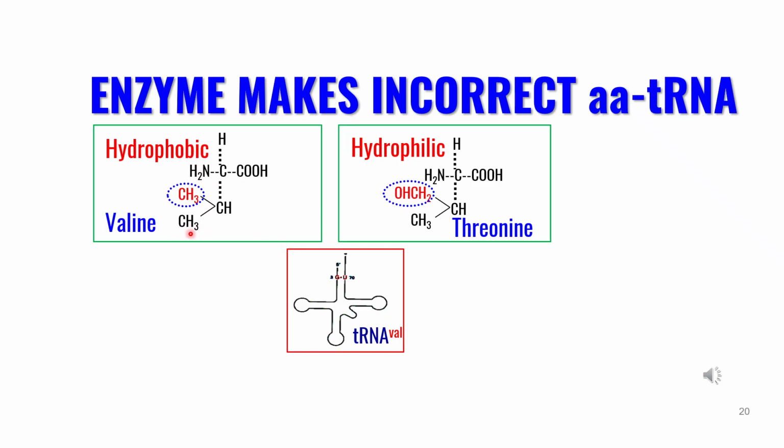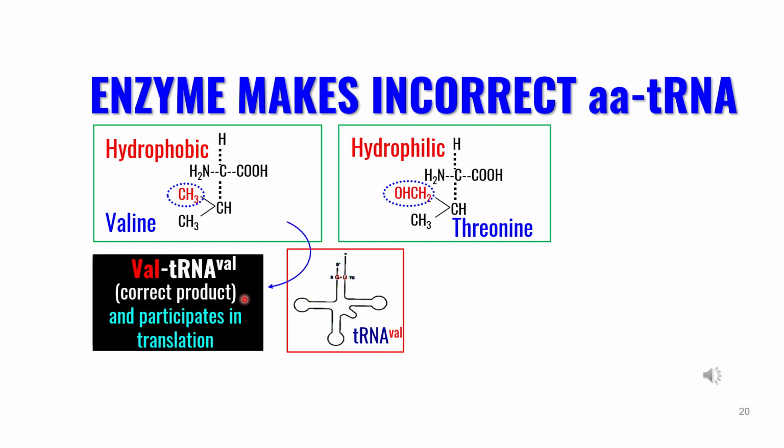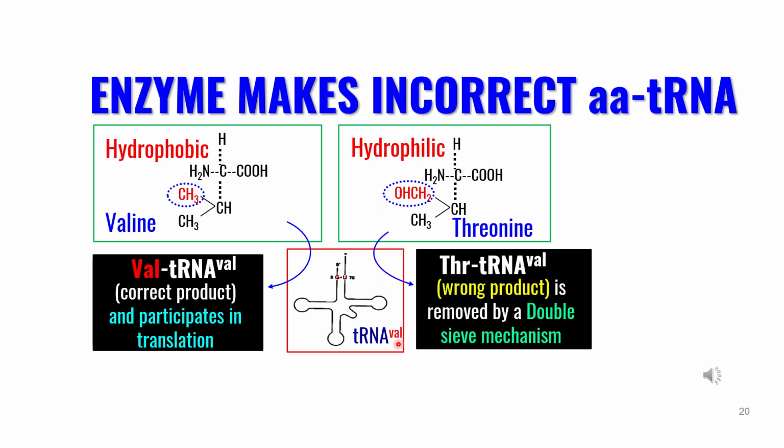The valine must bind to its corresponding tRNA for valine, and the majority of the product, about 99%, is correct, which is valine going with tRNA for valine, and this participates in the translation. About 1% of the product, because of the similar size, has threonine bound to the incorrect tRNA, forming an incorrect product, threonine with tRNA for valine. This is a wrong product. This must be removed by a mechanism called double sieve mechanism.